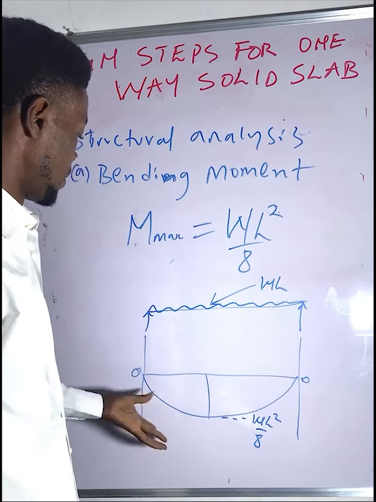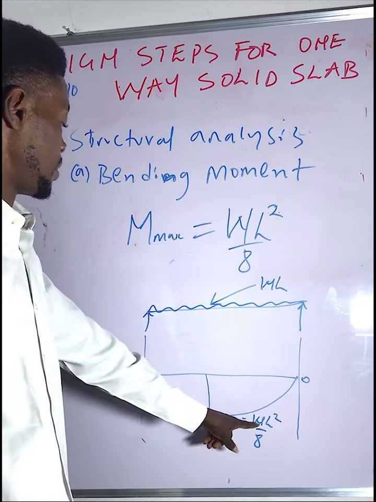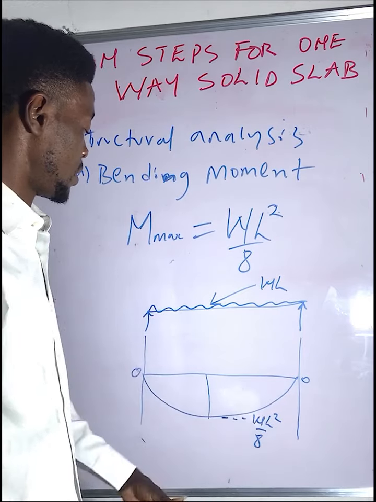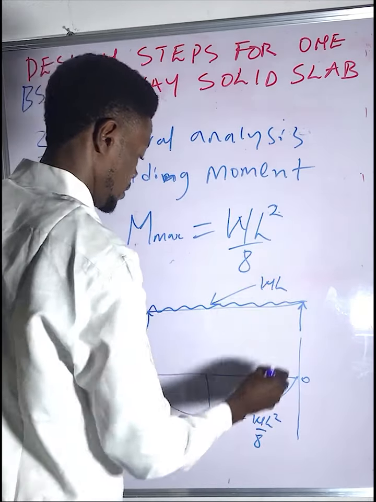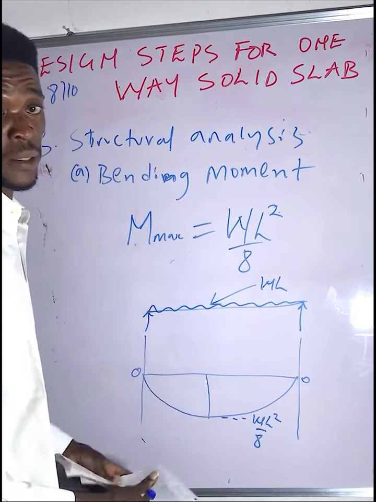This is your free body diagram, and your maximum bending moment is wL square over 8. This L square is LS, that's the shorter span.